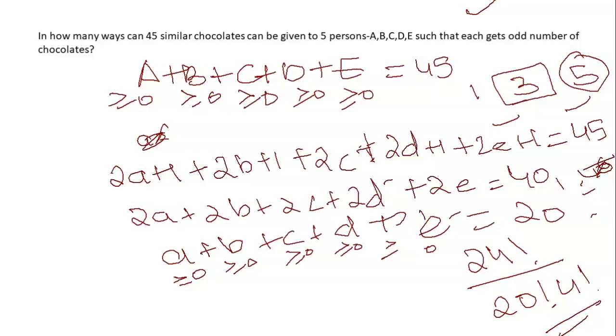Correct. You're right. So the answer is 24 factorial divided by 20 factorial into 4 factorial. Clear? Yes. So shall we go on to the next question? Okay. Next question.